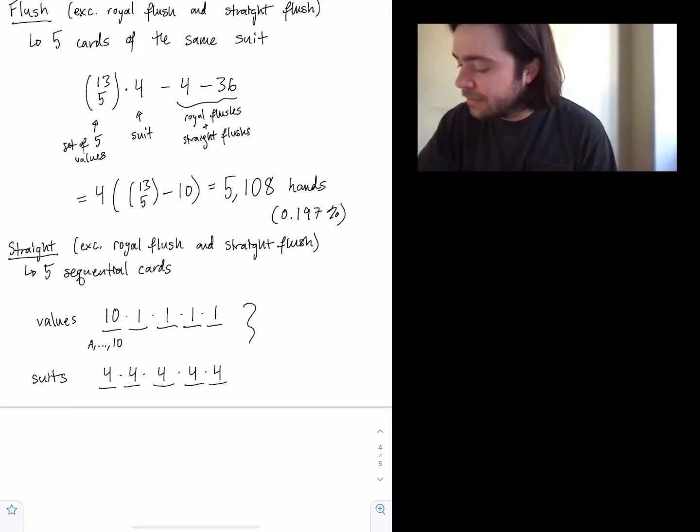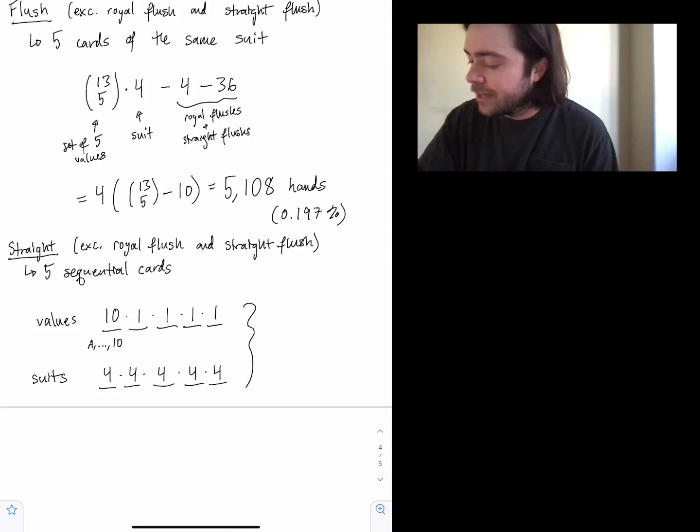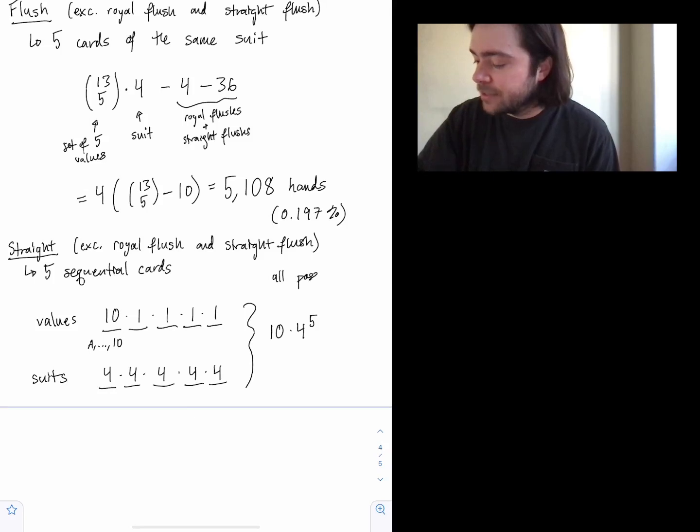So how many possible options are there here? Well, it's just the product of all of these. 10 times 4 to the 5th. Okay, so this is the number of all possible straights.